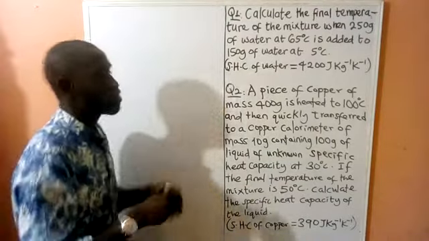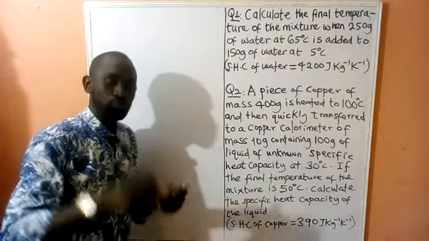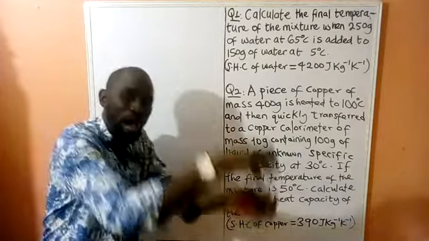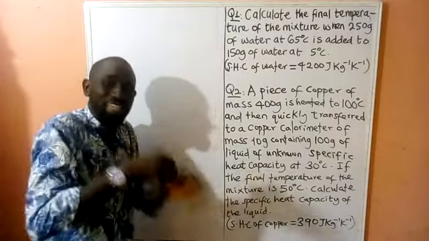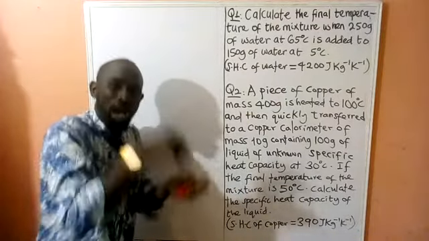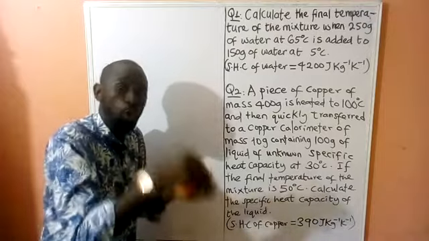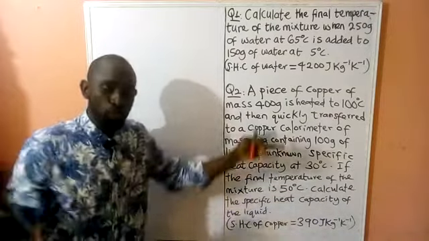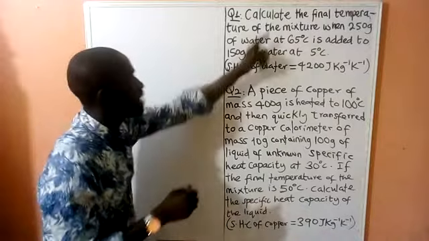So it implies that in any question we have two things to do. The first is to identify which body is hot, the body with a higher temperature. Then we identify which body is cold, the body with a lower temperature. From there we just equate their quantity of heat. That's all.